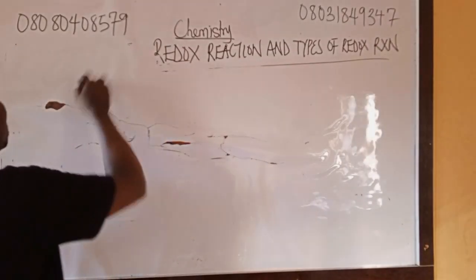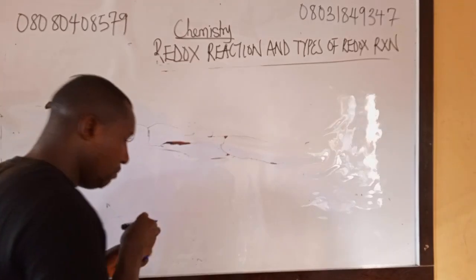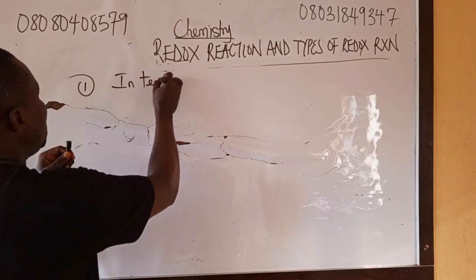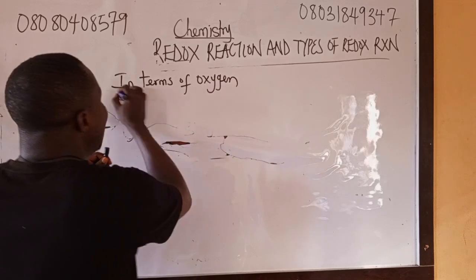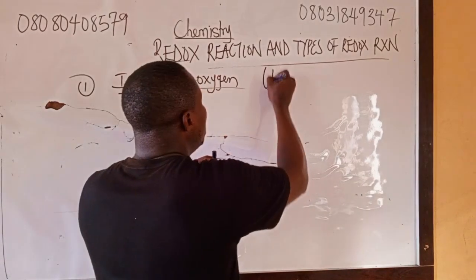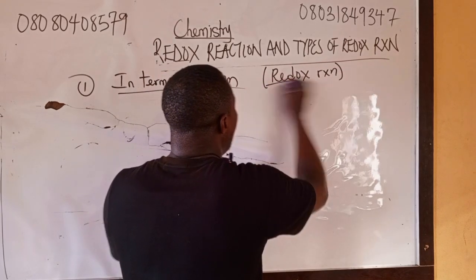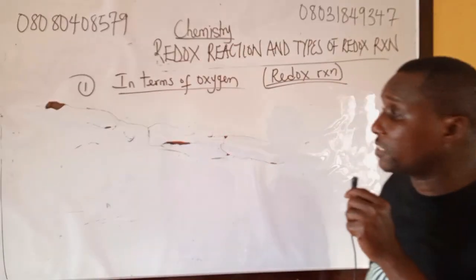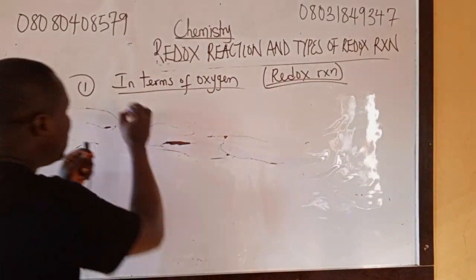We have definitions of redox reaction. Number one, meaning of redox reaction in terms of oxygen. I want to define reduction oxidation reaction in terms of oxygen. That is the first definition, the first definition in terms of oxygen.